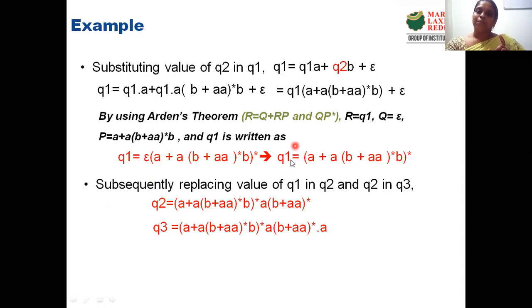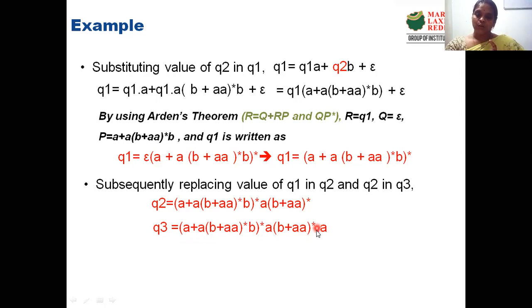So q1 is written as (a plus a into (b plus aa) whole star into b) star. Now subsequently replacing the value of q1 in q2 and q2 in q3. So that means q1 in q2. We have obtained q2 = q1 into a into (b plus aa) whole star. So substitute this value of q1 into this, that is (a plus a into (b plus aa) whole star into b) star. And again substitute the value of q2 in q3, that is q3 = q2a.